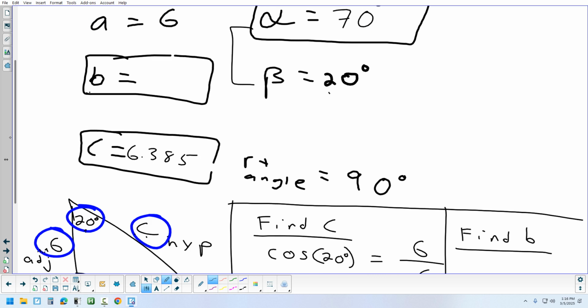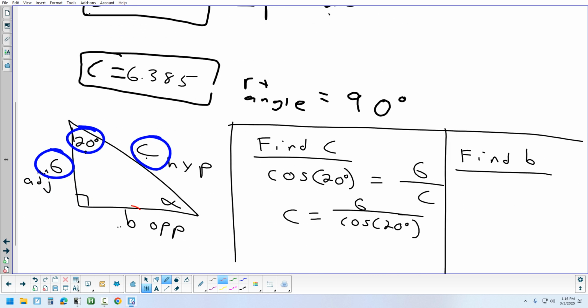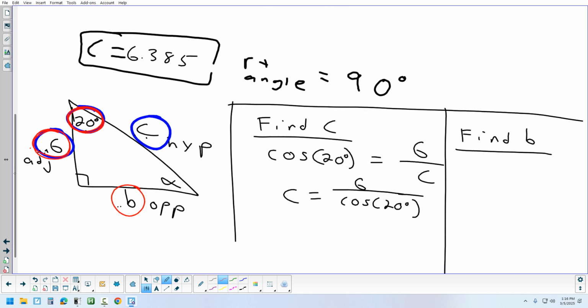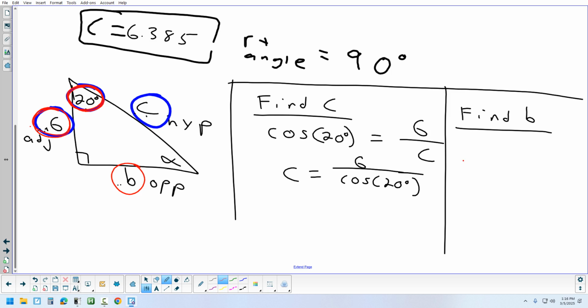Okay, so to find B, we're going to focus on the given side and the given angle. So what trig function would we use this time? Tangent. We're trying to find opposite. We know adjacent. That's tangent. So put your trig function, leave room for the angle, and then the fraction. What's the angle again? 20. And it's opposite over adjacent. So it would be B over 6.